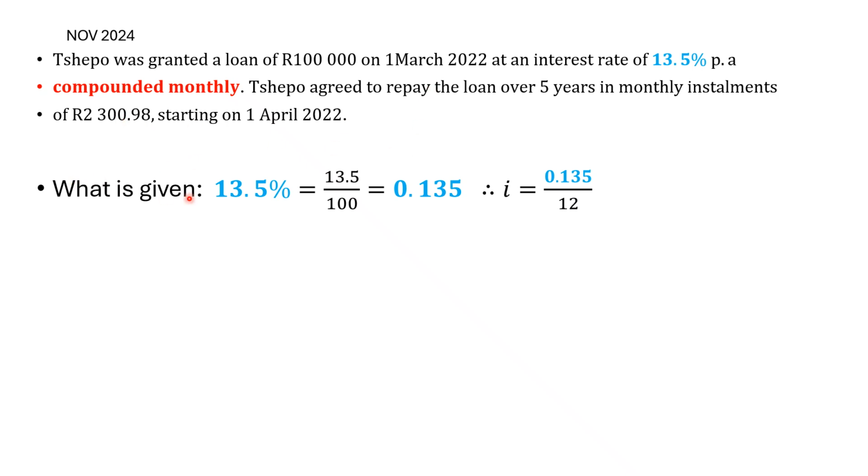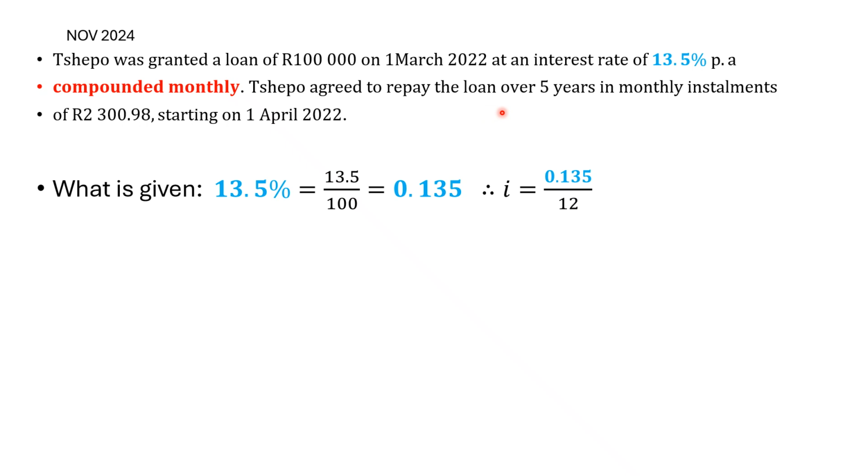Now, what's given to me here? I have an interest rate of 13.5% per annum, which is 13.5 divided by 100, or simply put 0.135, right? But it's compounded monthly, so therefore 0.135 divided by 12, right? So that's what's given. Before I'm looking at the equation, I'm just looking at what's given.